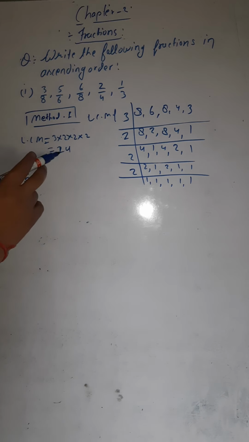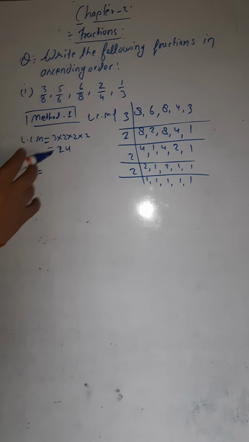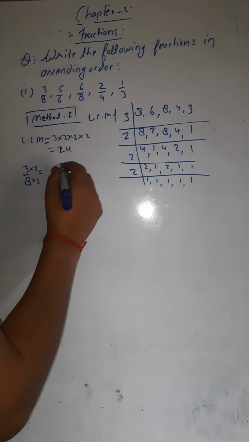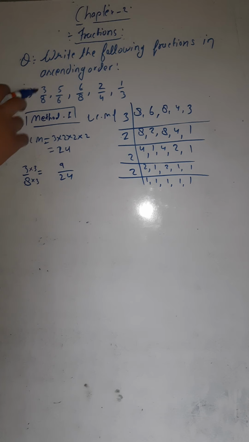Look here, this 24 is divisible by 8, which means I divide the LCM by each denominator. For the first fraction I divide by its denominator, that is 8. 8 threes are 24, so I multiply the numerator and the denominator both by 3. So 3 threes are 9 and 8 threes are 24. This is the first fraction now.